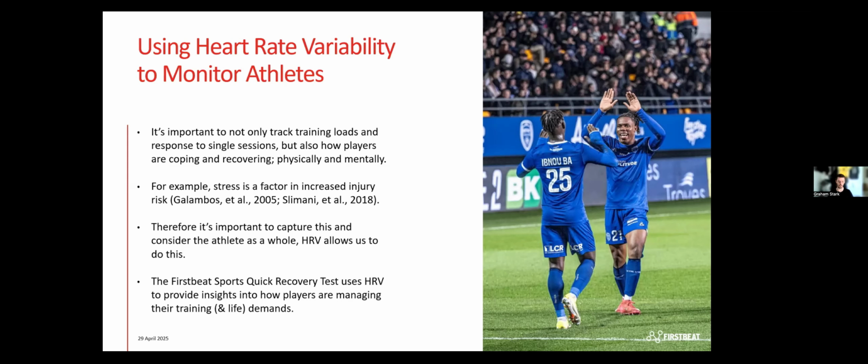So, considering the whole person, we'll go into that a little bit more a few slides' time. And then in the Firstbeat context, we have our quick recovery test, which uses heart rate variability to give those insights into how our players, our athletes, are coping with their training and life demands. Again, I'll go into a little more detail on that further on in the presentation, on how it's calculated and how you can utilize it.